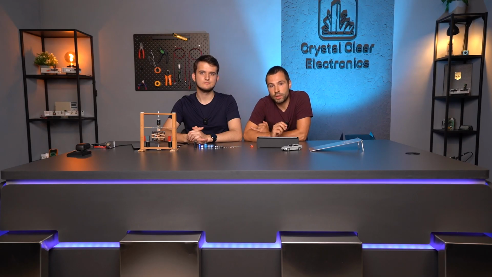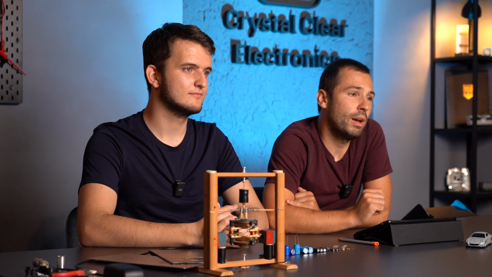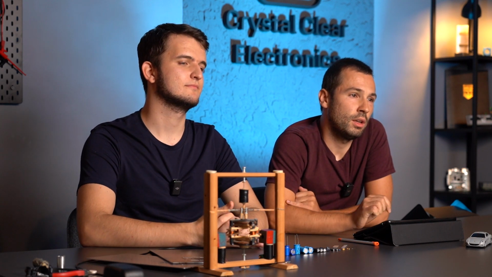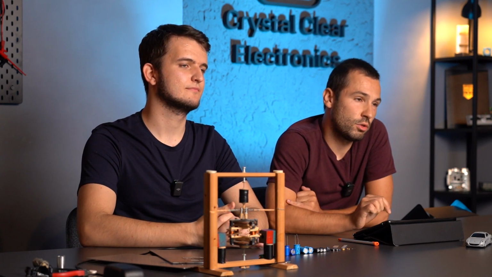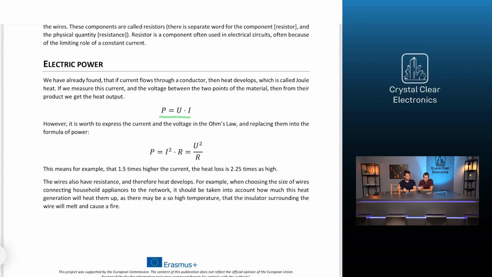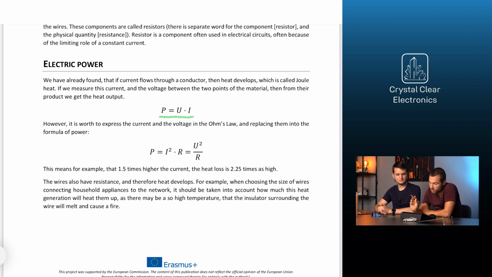Let's talk about the definition of electric power. We've already found that if current flows through a conductor, then heat develops, which is called Joule heat. If we measure this current and the voltage between the 2 points of the material, then their product is the heat output. As the formula shows, P equals U times I. However, it's worth expressing the current and the voltage from Ohm's law and replacing them into the formula of power.